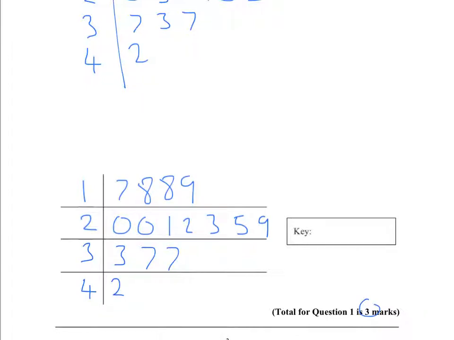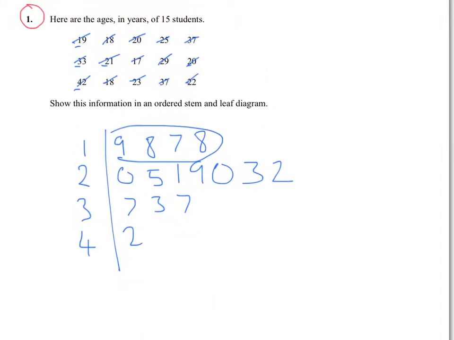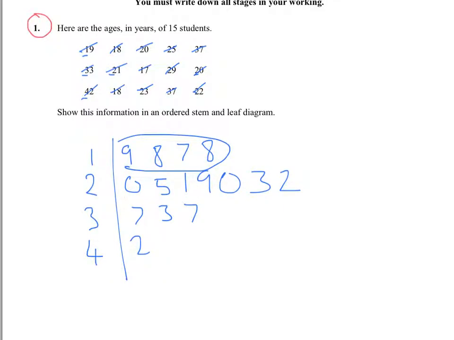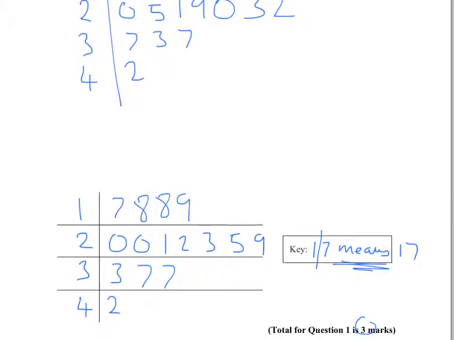For the last mark we're going to make sure we put the key on, and we'd write something like 1 with a line and then a 7. Some people are leaving the keys out. Make sure you put that means 17. Don't put an equal sign here, put means 17. So 1 line 7 means 17, because if we look back at the original data, those are the numbers from 17 up to 42.